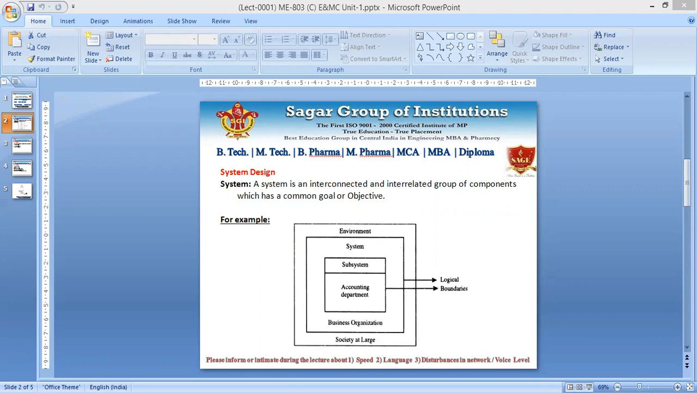Okay, so moving ahead, any business or any type of organization must be described as an open system model that includes the interaction between the enterprise and external environment.